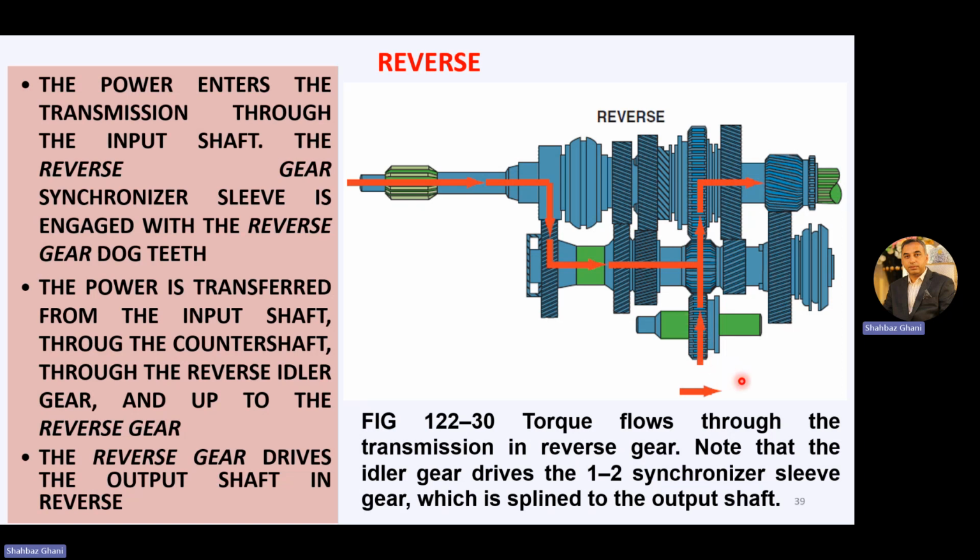In few transmissions, your first gear is constant mesh or sliding mesh, and reverse gear is also a sliding mesh type.